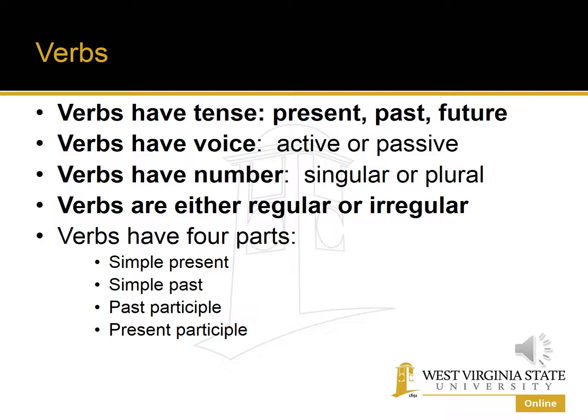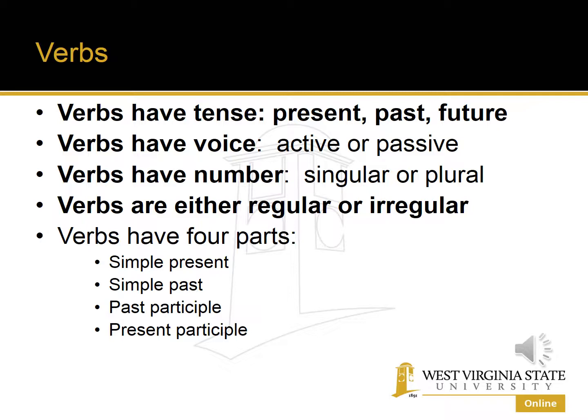The first thing that we need to consider is that verbs have tense. What that means is tense refers to time, so verbs refer to time. We have, for example, present, past, and the future. The other thing that we need to consider with verbs is that verbs have voice. In other words, voice refers to whether a verb is an active verb or a passive verb.